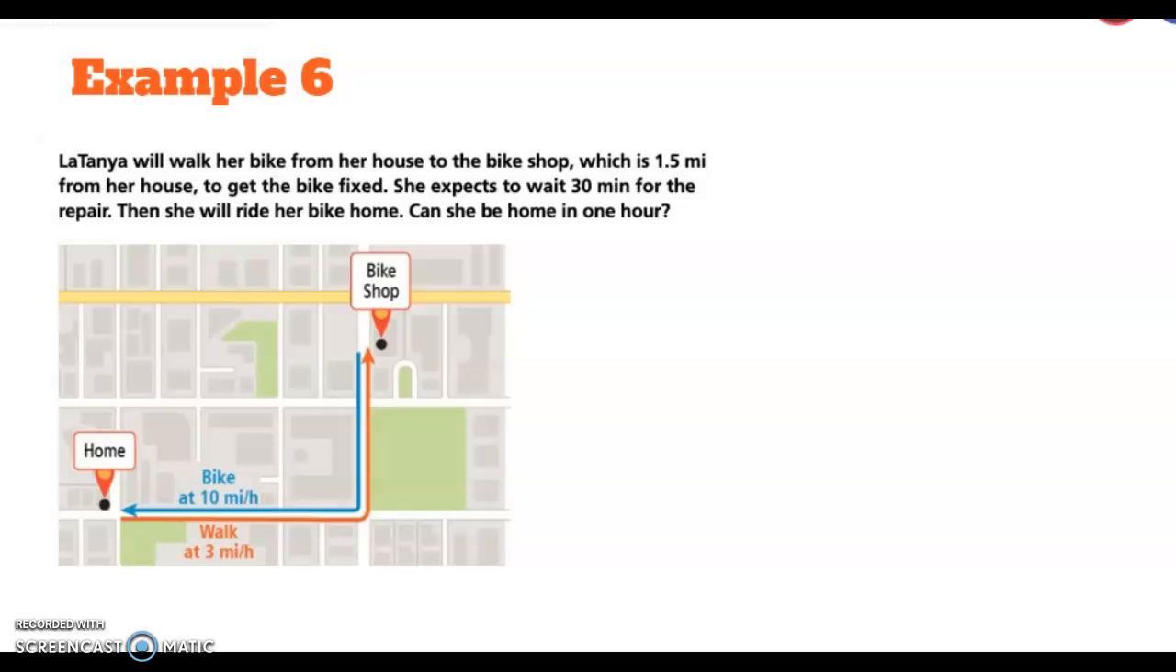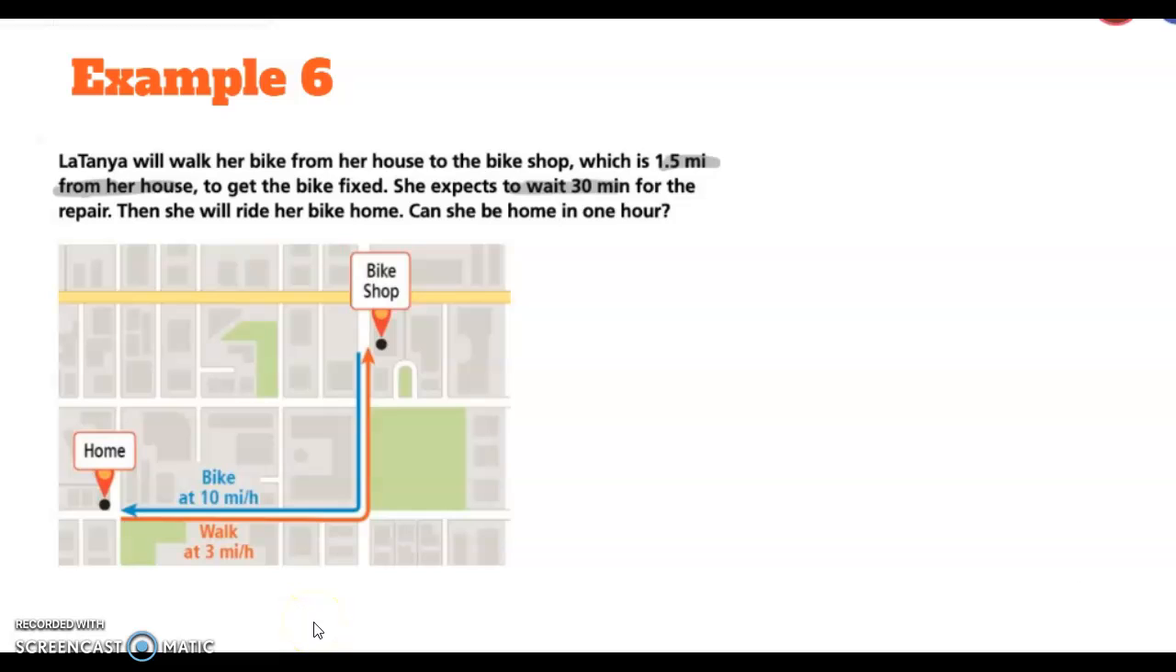All right, guys, here is the last example of story problem we're going to go through together. It says, Latanya will walk her bike from her house to the bike shop, which is 1.5 miles from her house, to get her bike fixed. So she's going to walk. That's why it's going to take her a while. She expects to wait for 30 minutes.